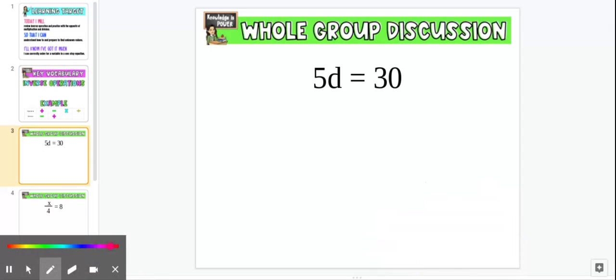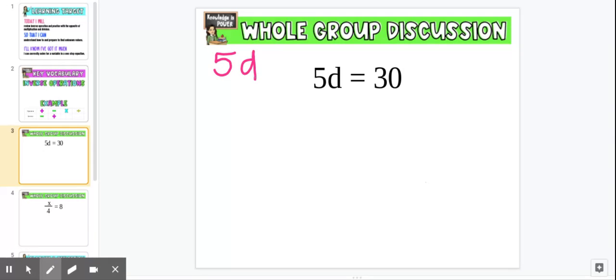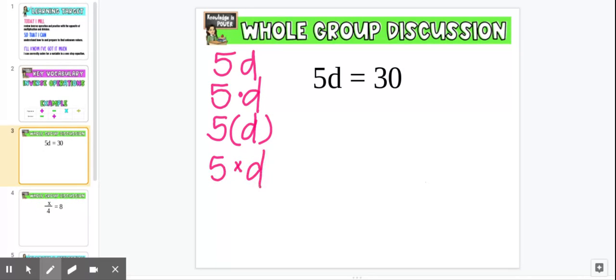So when we have this problem, we have to know what 5D means. When you have 5D, what operation is being done here? Well, when you have a number next to a variable, it means multiplication. With variables, we typically use the dot for multiplication, or you will see it in parentheses. We typically do not see the X used for it because it can look like a variable. But knowing that this does mean multiplication is super important.